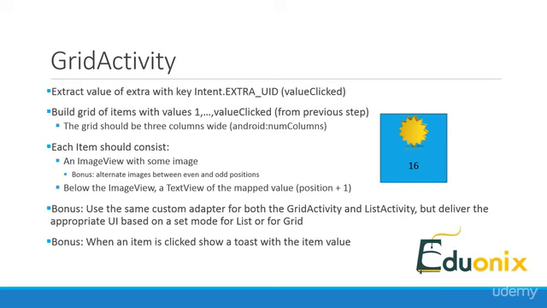As a bonus, create one adapter that can be used for both the grid view in the grid activity and the list view in the list activity. This bonus adapter will need to deliver the appropriate UI and information based on some mode setting, whether it is dealing with the list view or the grid view. Bonus, when an item is clicked, show a toast with an item value.